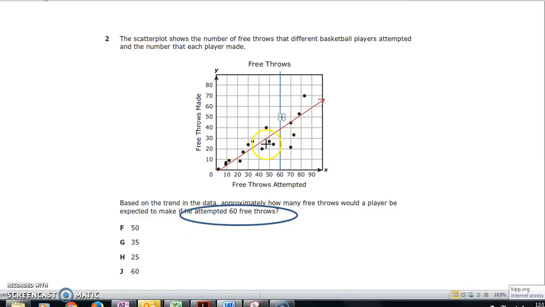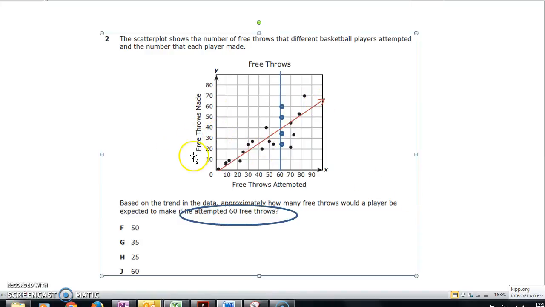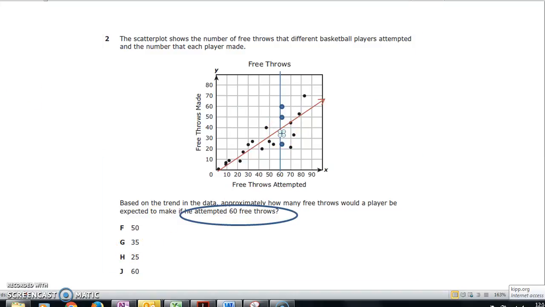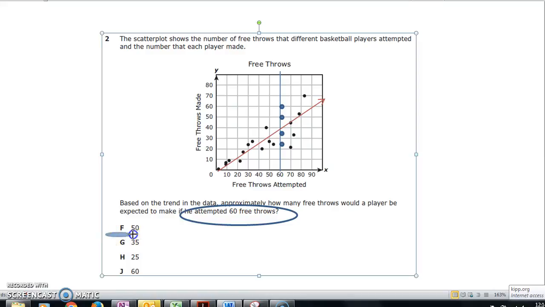35 is right around here. 25, 10, 20, 25. So 25, scoot across, right around there, and 60. So 10, 20, 30, 40, 50, 60, right around here. If you draw all of those points on there, it'll make it a lot clearer which of these answer choices it should be. From this right here, the closest to the trend line is 35, which was answer choice G. So the correct answer is answer choice G.